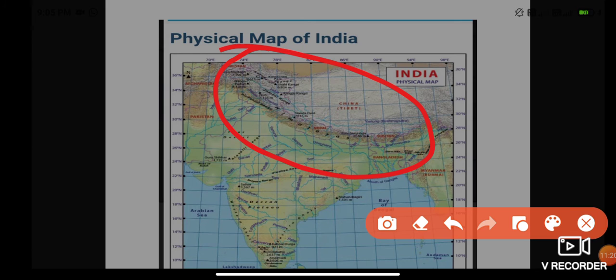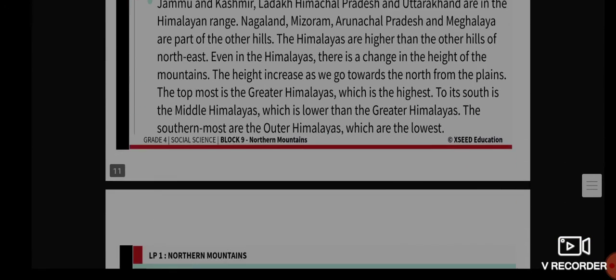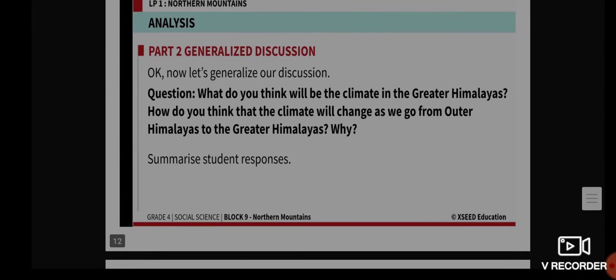I hope now you're clear with it. Now coming back to the general discussion. What do you think will be the climate in the Greater Himalayas, and how do you think the climate will change as we go from the Outer Himalayas to the Greater Himalayas, and why?